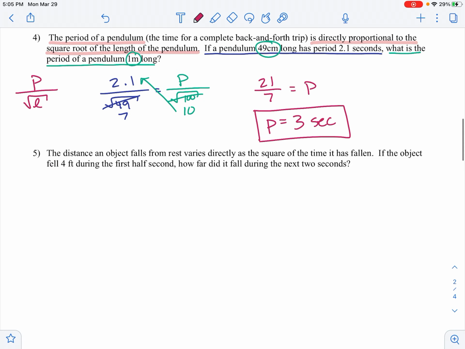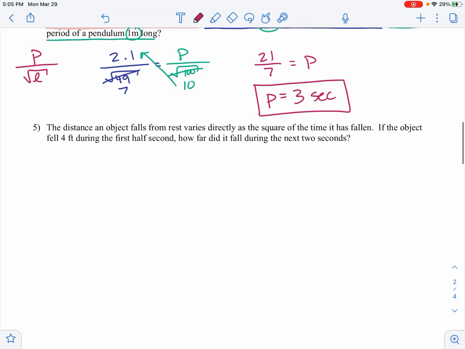Last one for our direct variation, and that's the distance of an object that's falling from rest varies directly as the square of the time that it has fallen. So I'm going to write this in words first. Almost always I write these in words off on the side to keep track of what's what. The distance that this object falls varies directly, so I can set up a ratio as the square of the time. So that's going to be time squared.